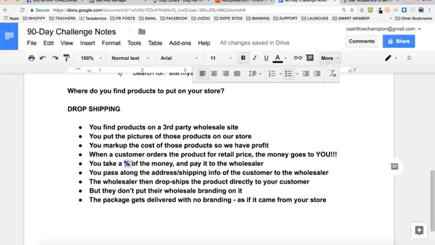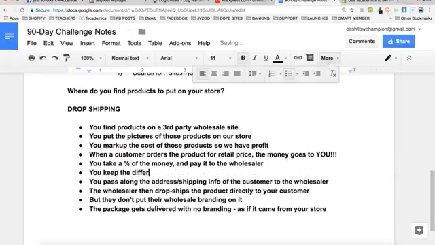Then you're going to take a percentage of it, and you're going to give it to the wholesaler, whatever their cost is. And then here's the thing. You keep the difference as profit, okay? Now, as an example, let's say a customer bought something for $10 from you, and the wholesaler's charging you $5. You're going to give $5 to the wholesaler, and you're going to keep the other $5. That's how this business works.